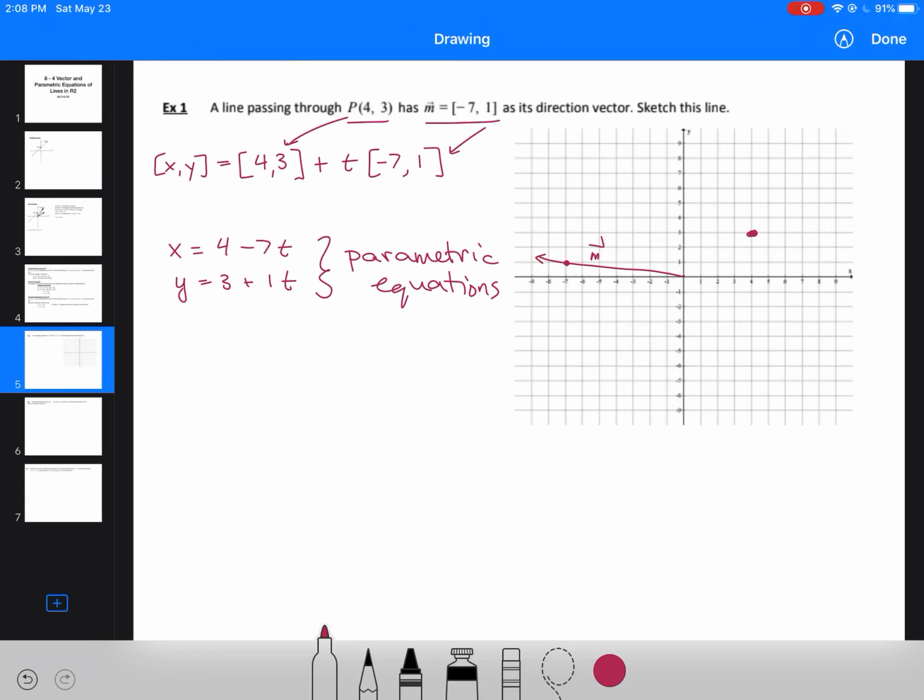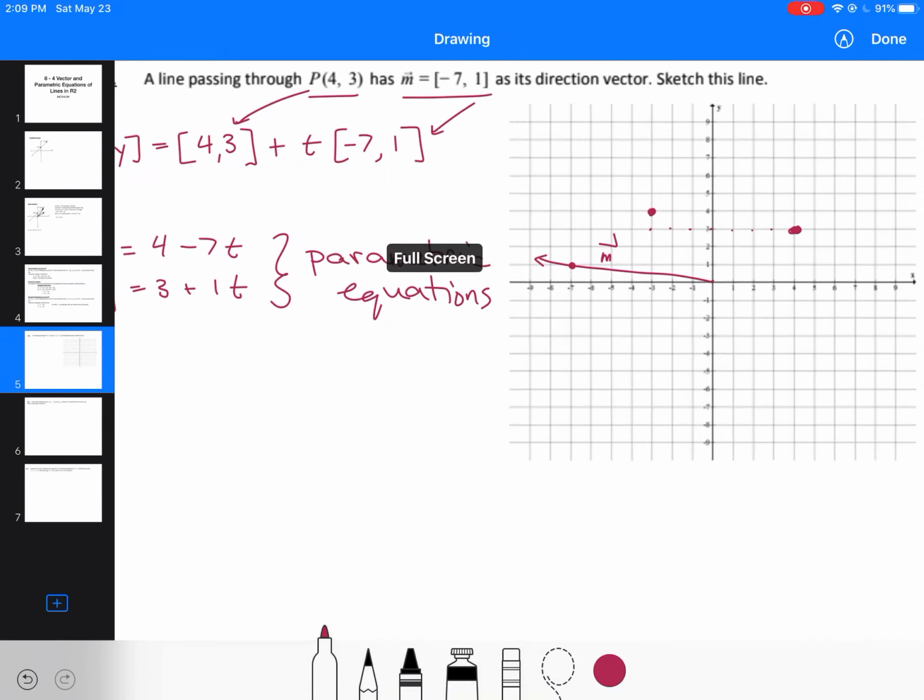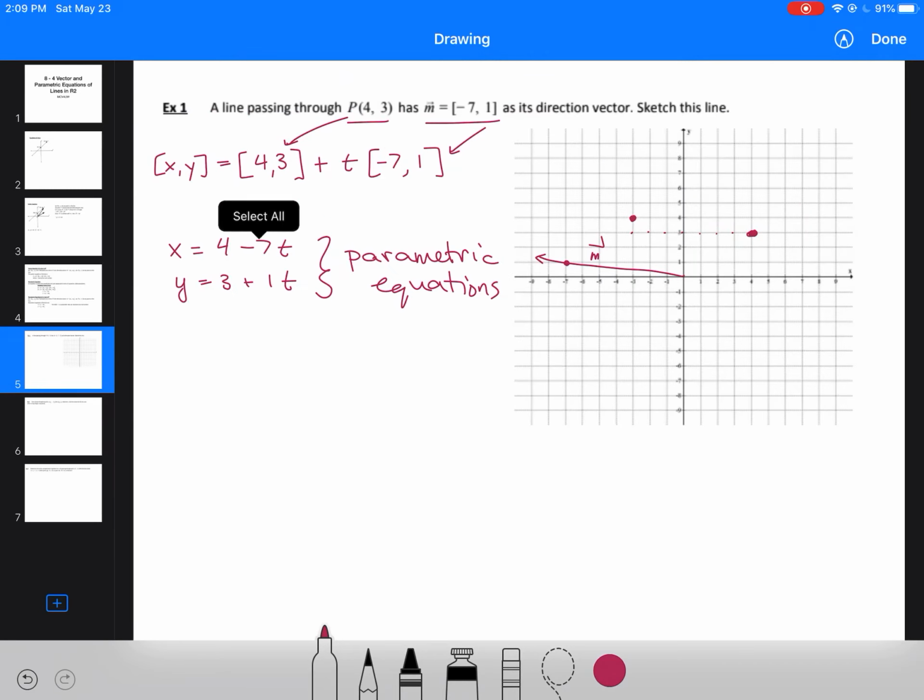Your other strategy is that, to get to your next point, you have to go left 7: 1, 2, 3, 4, 5, 6, 7. And then up 1. That's what your direction vector tells you. Your run is -7 and your rise is 1. Then what you're going to do with your ruler, hopefully it works as well on my iPad as I'd like it to, is draw a line with a ruler that goes straight through those 2 points. Then you've got your point (4, 3) and your direction vector (-7, 1).